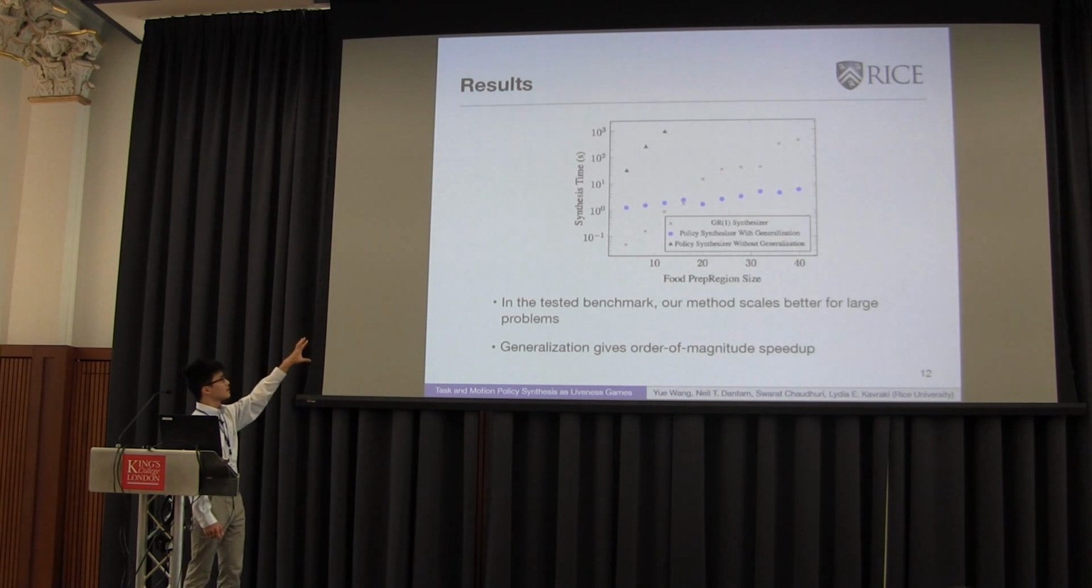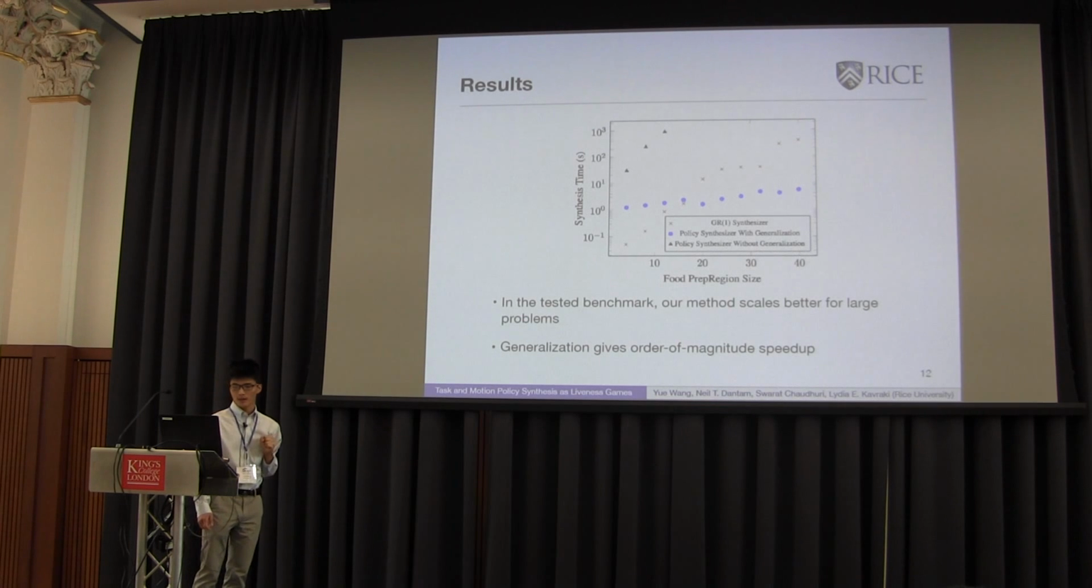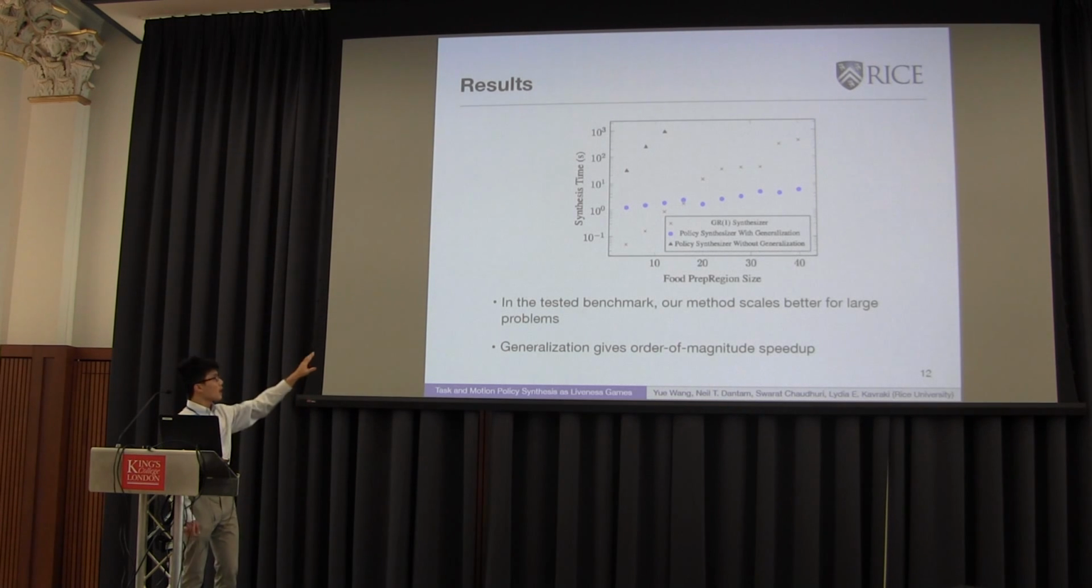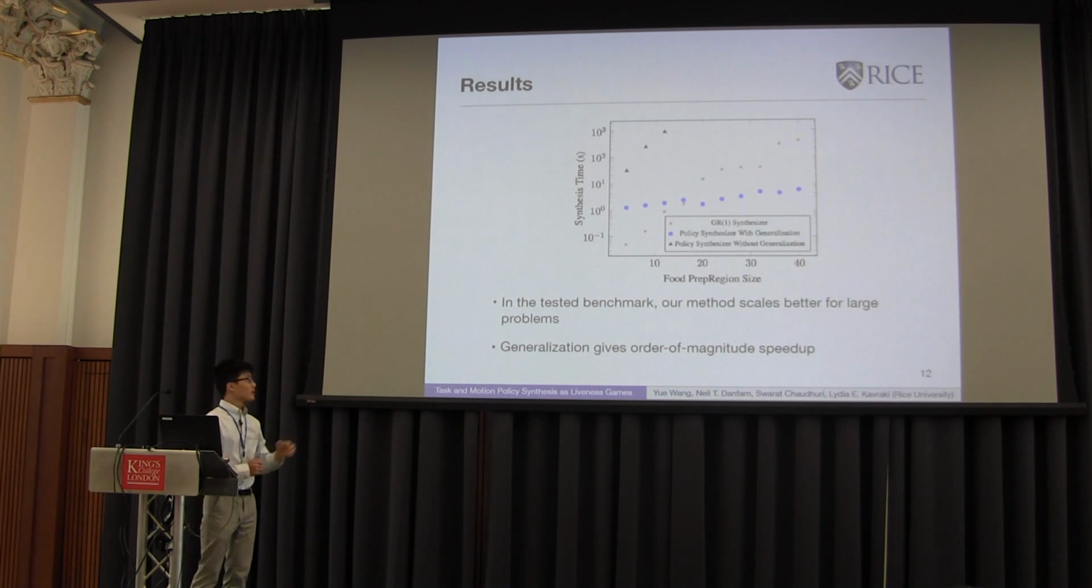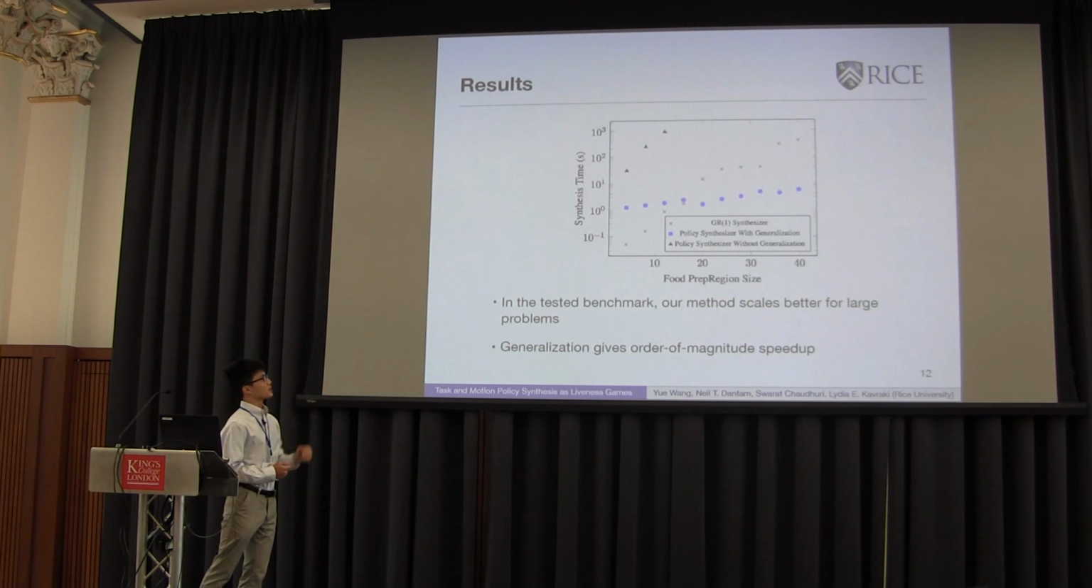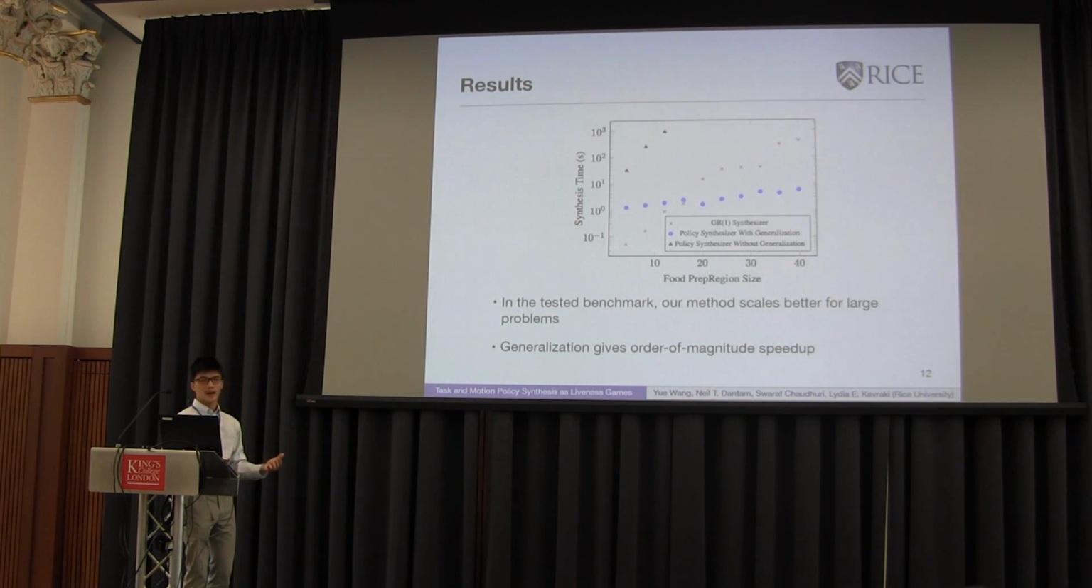One thing to note is the synthesis time is represented in semi-log scale. The blue dots are the performance of our approach, while the red clouds are the performance of the GL1 synthesizer. As we can see here, for small size problems, GL1 synthesizer performs better. This is because there's an overhead in our approach. The pre-processing of games and the communication between SMT solvers has some cost. However, for large size problems, our approach has much better scalability in its tested benchmark.